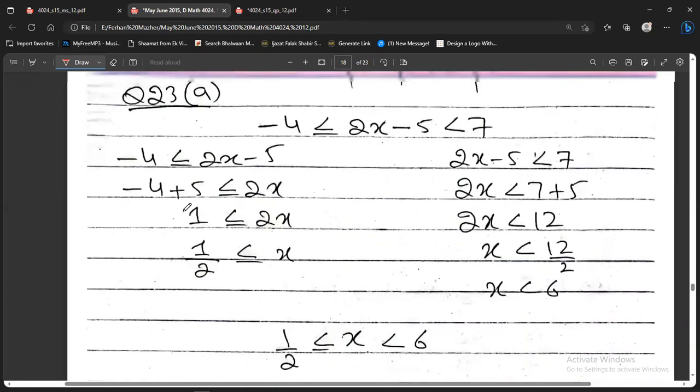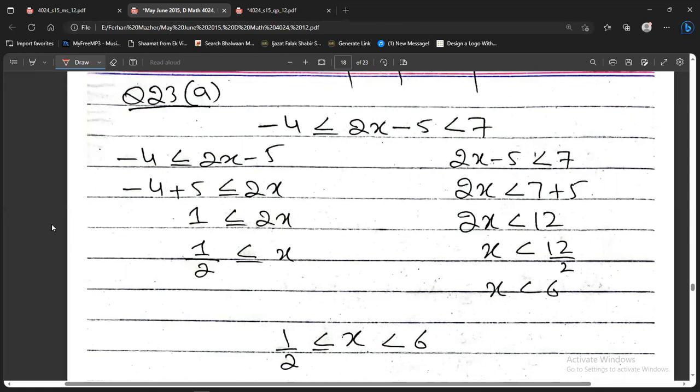So here we go. I will take this portion, minus 4 less than or equal to 2x minus 5, minus 4 plus 5 less than or equal to 2x. So 1 less than or equal to 2x. So that 2 will come to the other side. So 1 by 2 less than or equal to x. So it means x is more than or equal to 1 by 2.